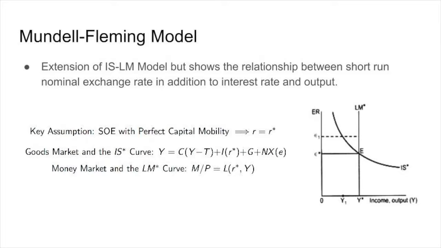The key assumption in the SOE with perfect capital mobility is that R is equal to R star. As you can see here are the two different equations for the IS curve and the LM curve, which represent the goods market and the money market. In this model, the LM curve is constant and the IS curve is downward sloping, while the curve for the nominal exchange rate is a horizontal line.